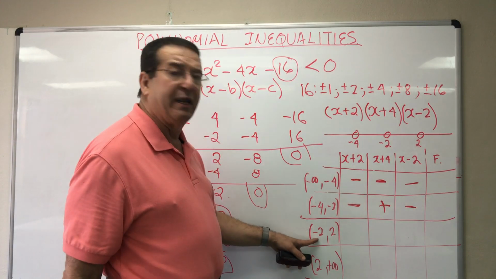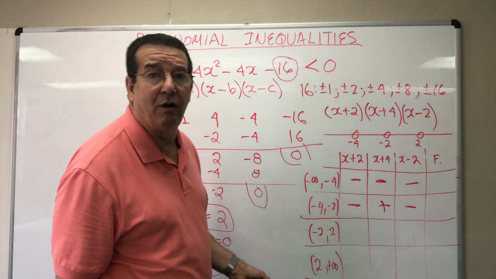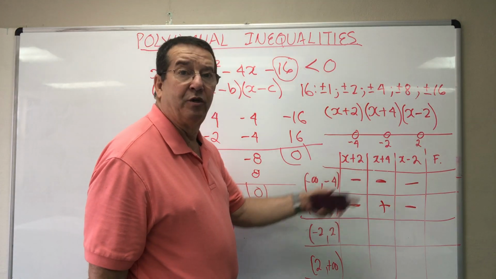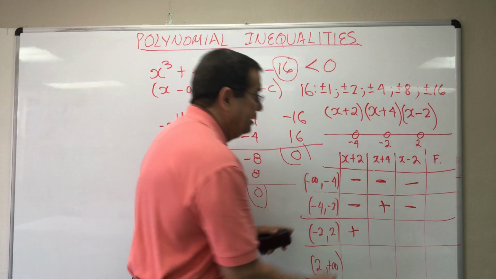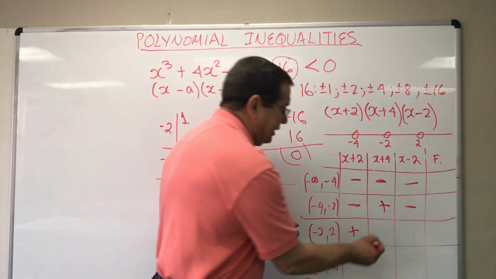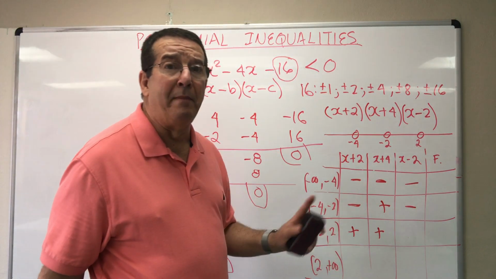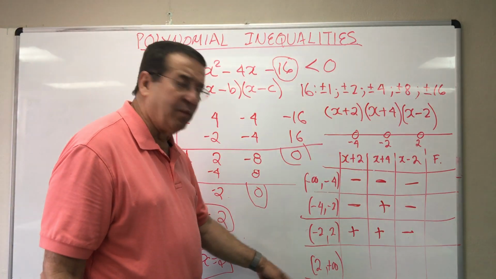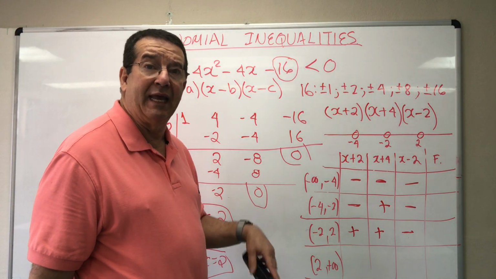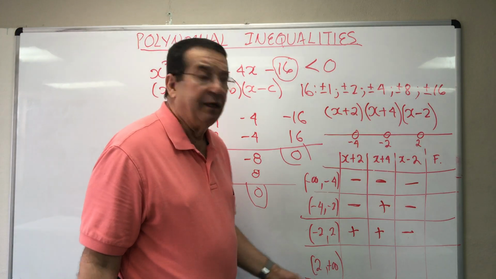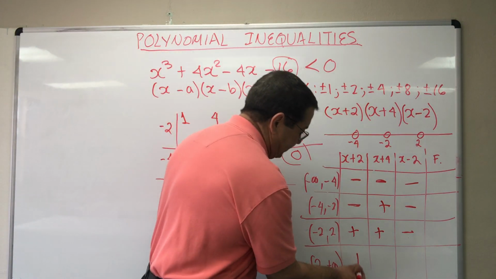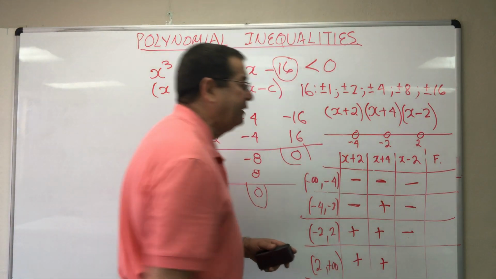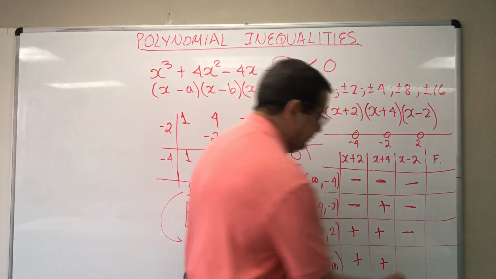We continue now. Between negative 2 and 2, I use 0. 0 plus 2 is positive. 0 plus 4 is positive. 0 minus 2 is negative. And another number greater than 2: 3. 3 plus 2 is positive. 3 plus 4 is positive. And 3 minus 2 is positive.